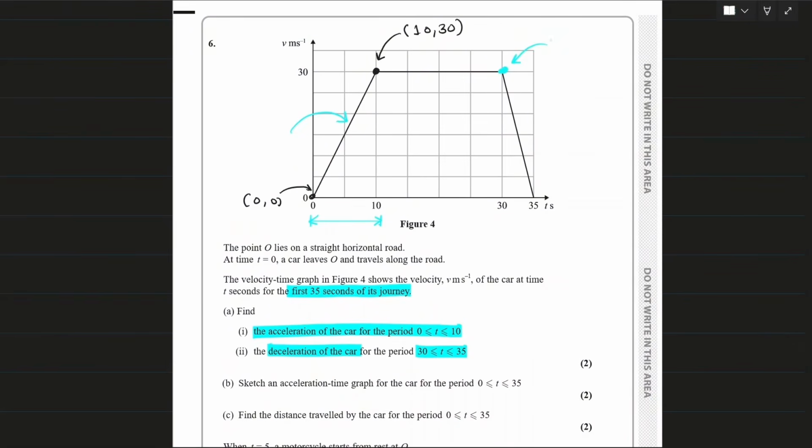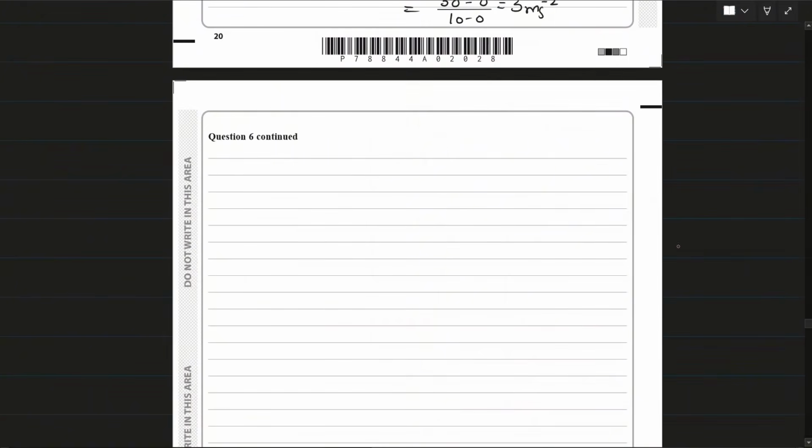At the beginning of the deceleration, the time was 30 seconds and the velocity of our car was 30 meter per second. So this point becomes 30 and 30. At the end of the deceleration, our time was 35 seconds and the velocity of the car after decelerating was 0. So we can use these 2 points to find the deceleration of the car.